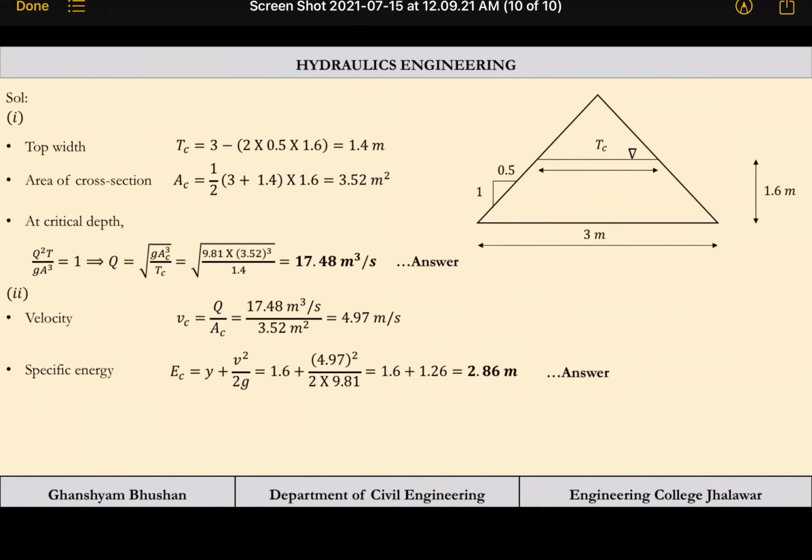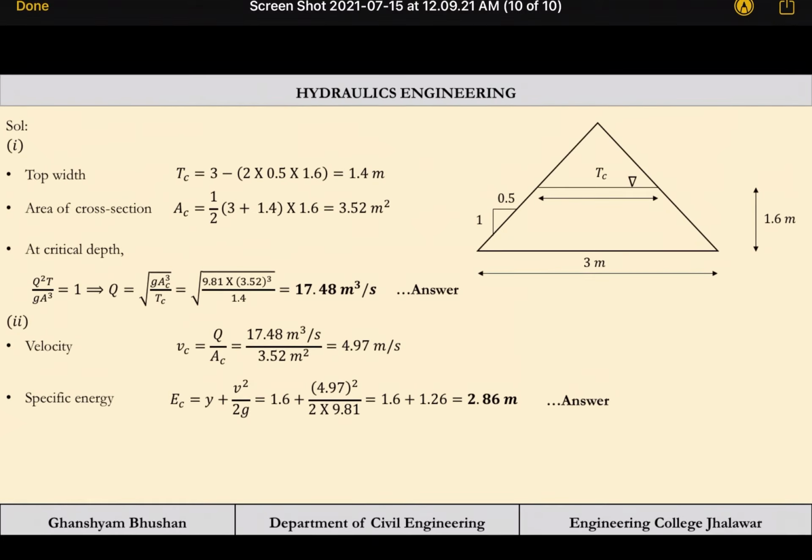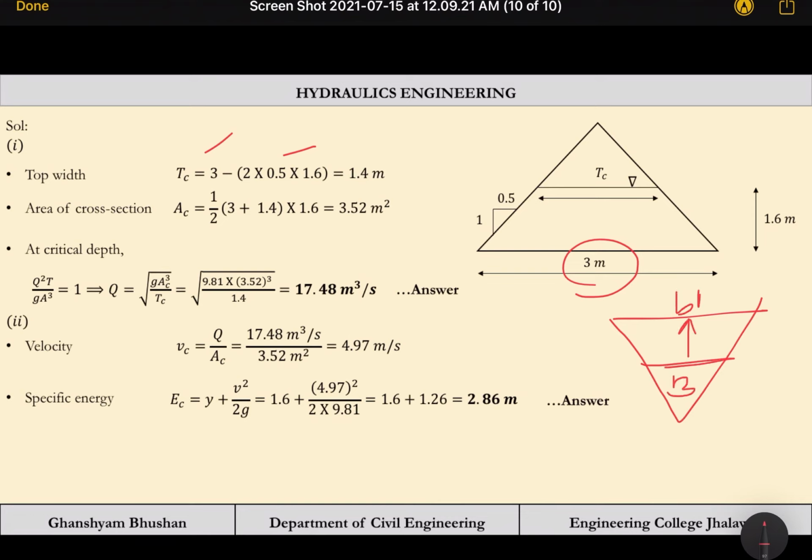Consequently we will be calculating the specific energy also. So T_C you can see here, so here it is 3 meters, so 2 into 1.5 into 1.6. So this is kind of reverse. What we usually do, if this B was given to us, we can easily calculate that B dash. Now we have to do the reverse. So we can use this formula and put the various values, and we will get 1.4 as the top width. Why are you using the C subscript? Because the flow is critical. It's given in the question. The area of cross section is 3.52.